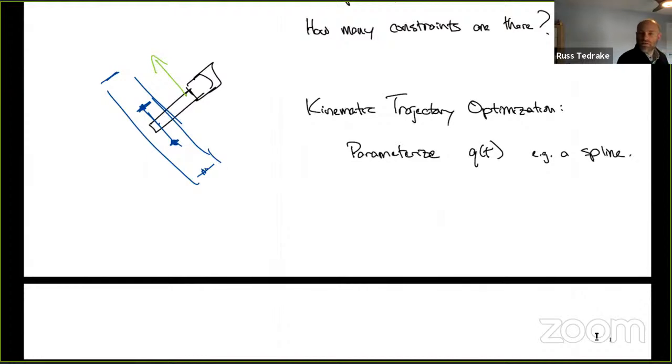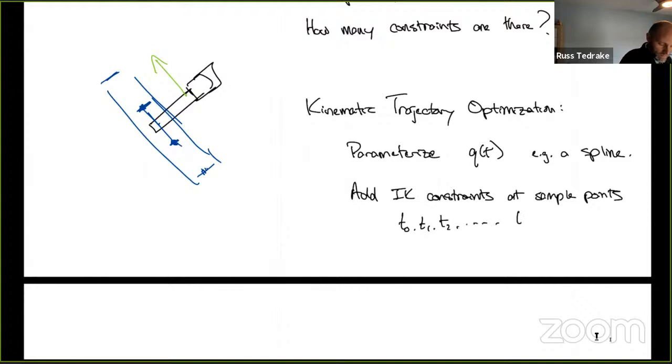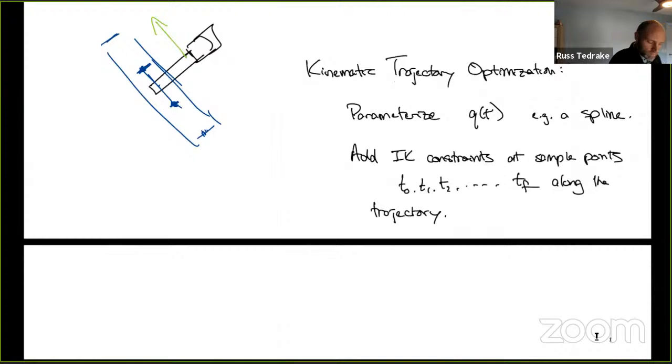I'll talk about exactly the splines that you might want to use in a second, but you just parameterize Q as a trajectory over time, and then add IK constraints at sample points along the trajectory. And that is a surprisingly effective way to do trajectory optimization.